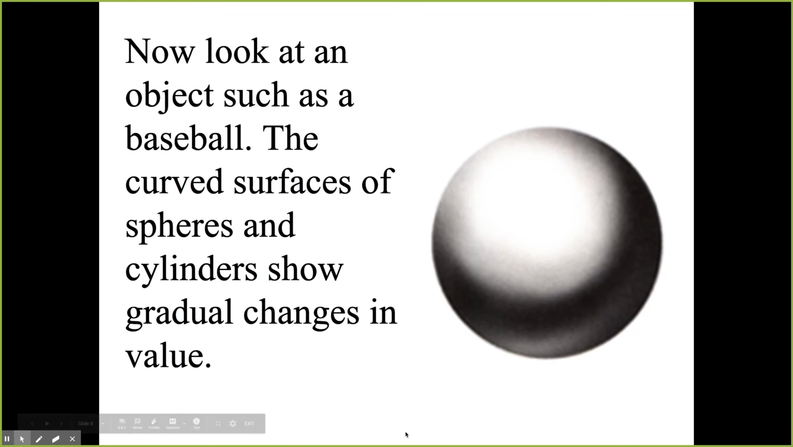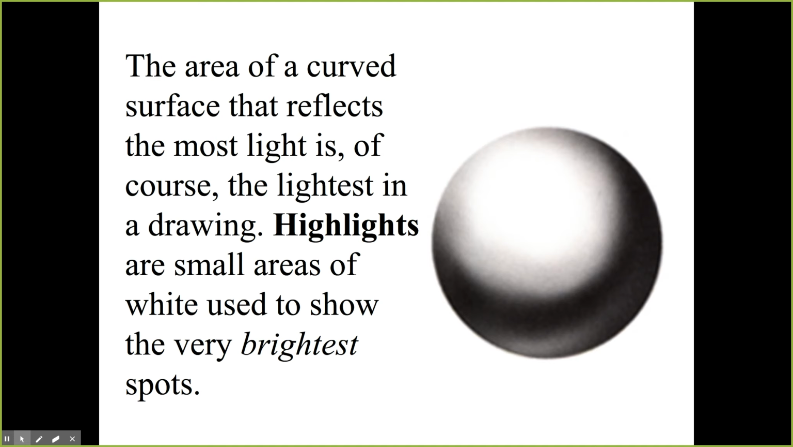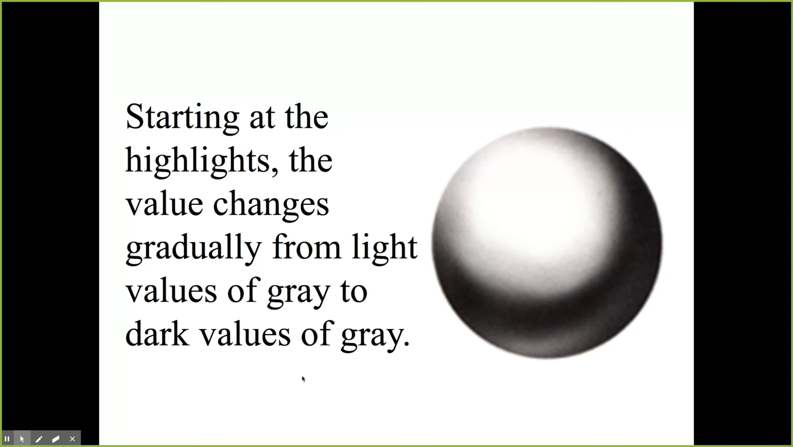Now look at an object such as a baseball. The curved surfaces of spheres and cylinders show gradual changes in value. The area of a curved surface that reflects the most light is, of course, the lightest in the drawing. So this is the highlights. Highlights are small areas of white used to show the very brightest spots. Starting at the highlights, the value changes gradually from light values of gray to dark values of gray.